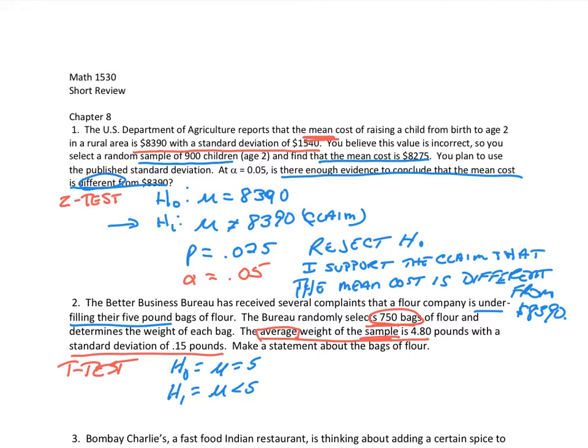Now make sure you change the symbol. Oh, I did forget to mark. The claim is that they're underfilling the bags. So make sure you move the symbol for your alternate hypothesis or it'll give you a different p-value. The p-value I get here is flat out 0.